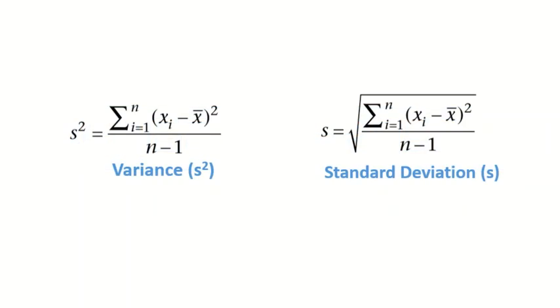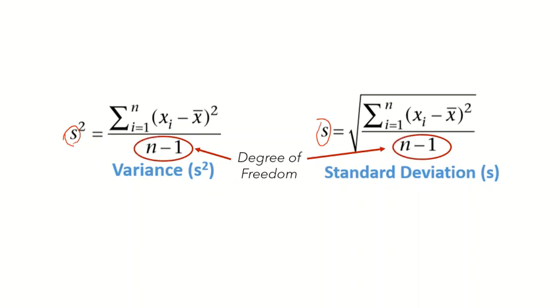Let's look at variance and standard deviation based from the sample here. These are both, again, sample variance and sample standard deviation based on the letter that you see here. Notice how the denominators of these equations have the expression n minus 1. That n minus 1, or number of samples minus 1, is actually the degree of freedom.